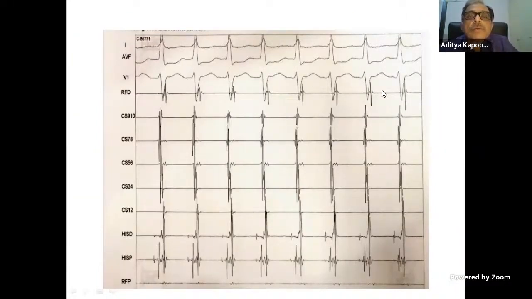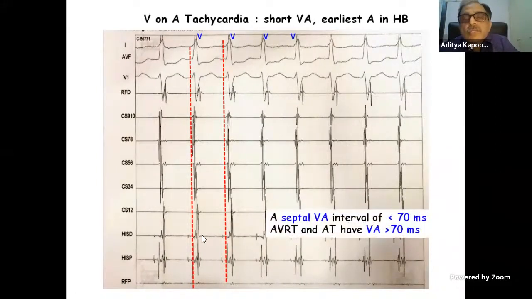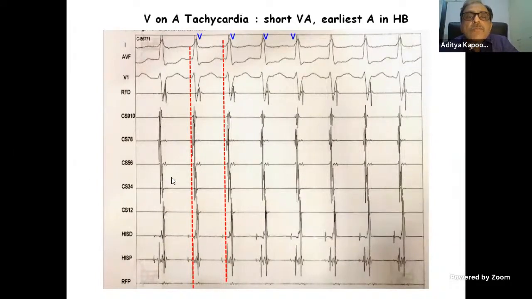So you have a narrow QRS tachycardia ongoing. You see that these are the V's from the surface ECG, and the A's are all in the CS. They are all lined, the arrow is a bit off. So the A's are lined inside the QRS. So V on A tachycardia. And normally we measure a septal VA of less than 70 or more than 70, but a V on A tachycardia by and large suggests an AVNRT.